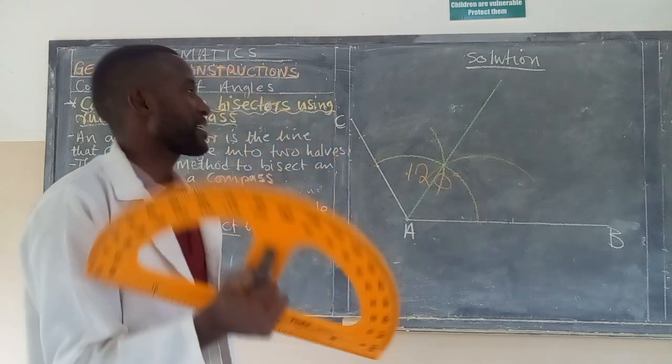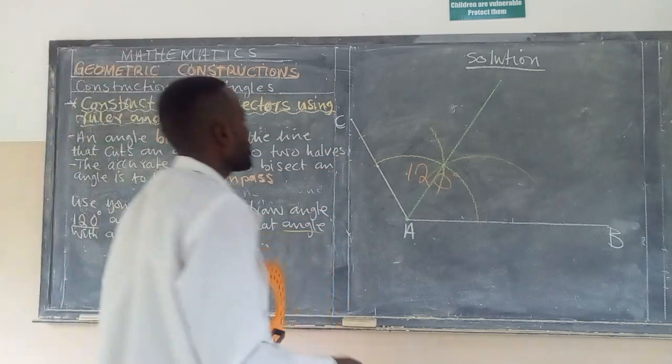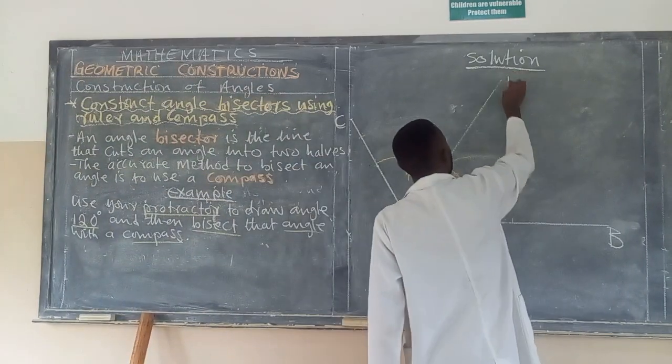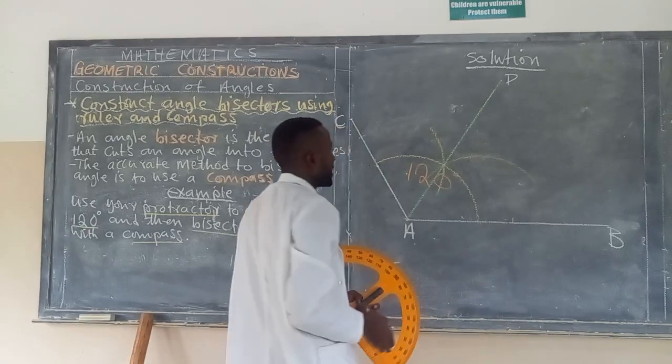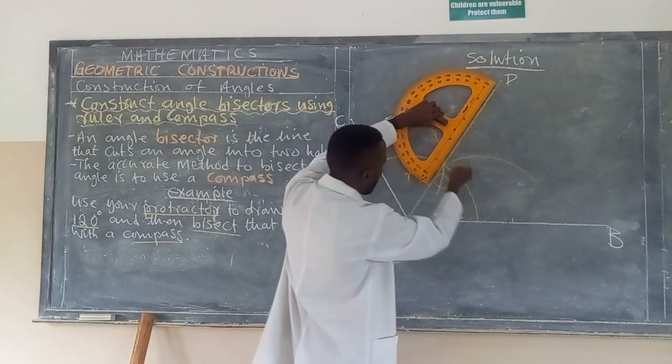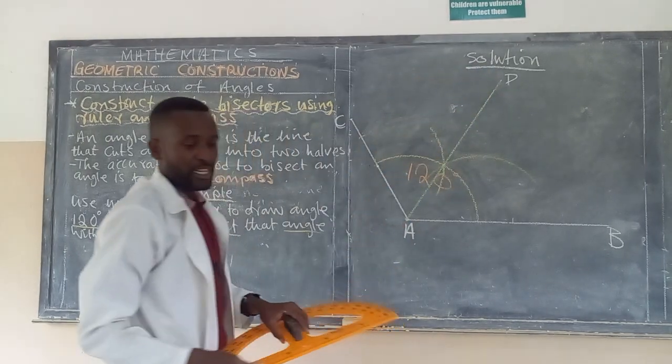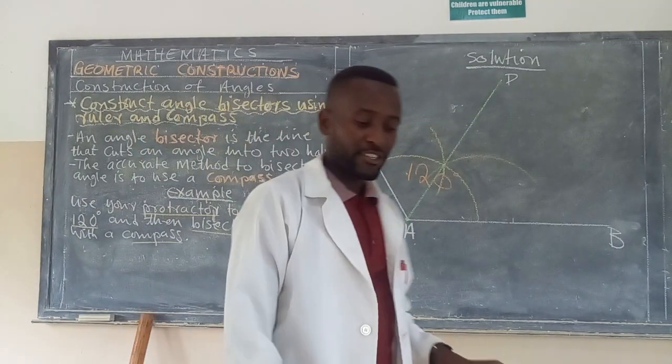Hopefully this has made it clear for you. You can name this bisector AD, and this will be my D. That will be my D there. So don't forget to always connect the dots, so that you will be clear and straightforward.